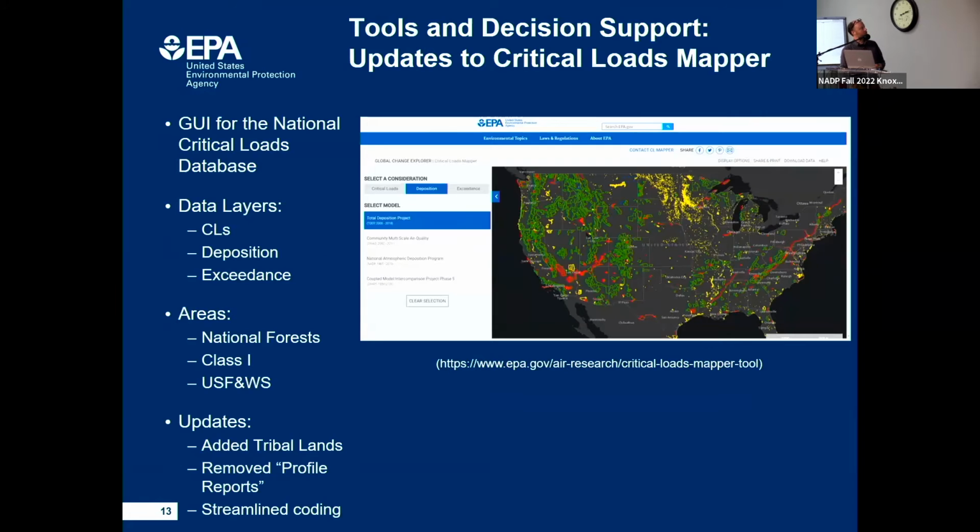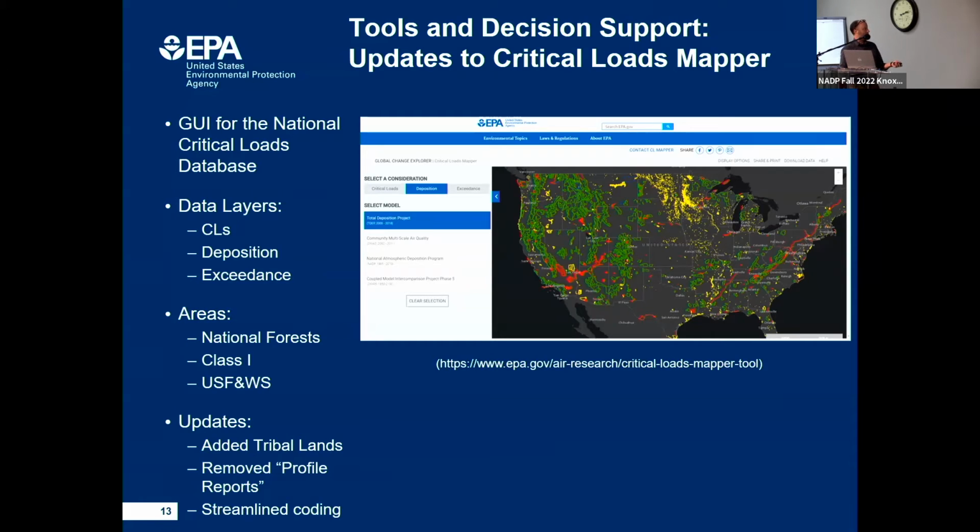So tools and decision support, lots of work in this area too. We had some updates to the critical load mapper that went live again about a month ago or a few weeks ago. It's essentially a user interface for the National Critical Loads database. The data layers are relatively simple. Critical loads, deposition, and exceedance. The deposition comes from different sources: TDEP, CMAC, NADP, WET, and the older CMIP IPCC estimates. And so you can overlay these with critical loads to get some idea of vulnerability in your area. It doesn't include a lot of the newer critical loads that I'll talk about in a minute.